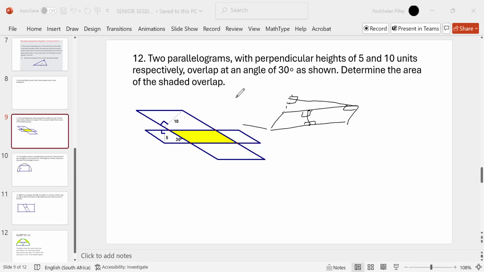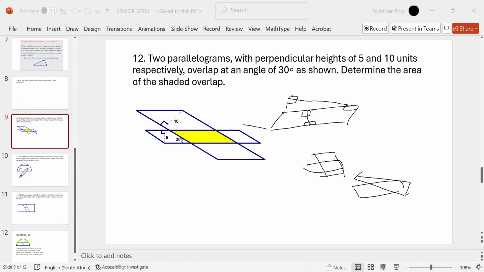But they overlap. Now, these two parallelograms are like sheets on a table, and the one makes an angle of 30 degrees with the other. So they're not perpendicular, they're slanted. Anyway, the question is, what is the area of the shaded overlap? Now, the overlap is a parallelogram by itself, and so you need to find the area of a parallelogram.